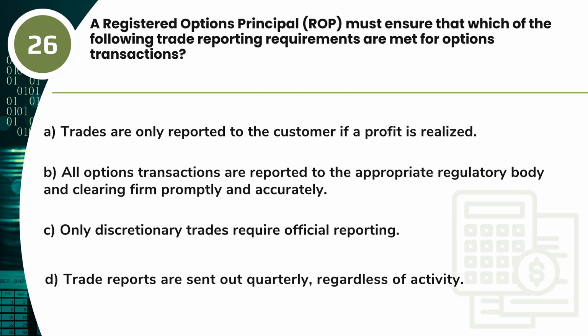Question 26. A registered options principal, ROP, must ensure that which of the following trade reporting requirements are met for options transactions? A. Trades are only reported to the customer if a profit is realized. B. All options transactions are reported to the appropriate regulatory body and clearing firm promptly and accurately. C. Only discretionary trades require official reporting. D. Trade reports are sent out quarterly, regardless of activity.